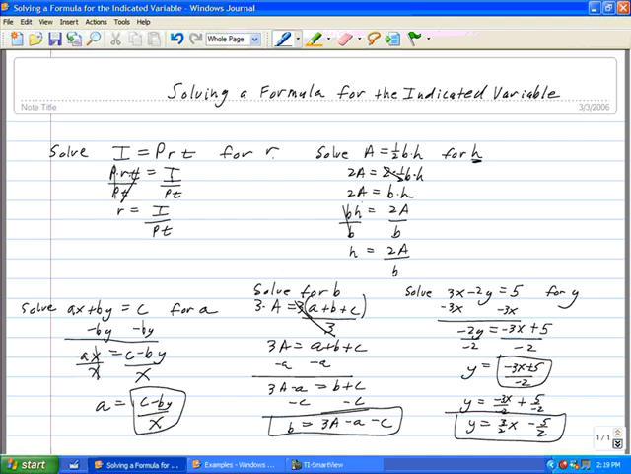So basically, when you're solving a formula for an indicated variable, you treat that variable like it is the only variable. You treat all other variables as if they are constants, and you're going to look for an answer with variables inside of it.